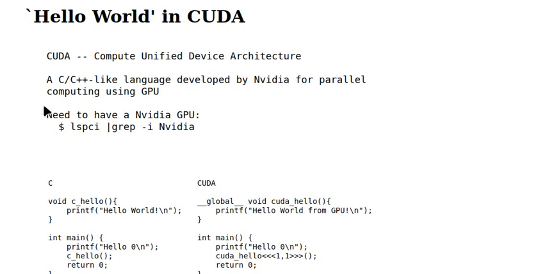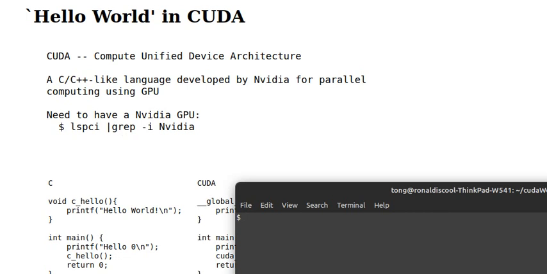To write CUDA programs, your system needs to have an NVIDIA GPU. You can check if you have one using this command, lspci. Let's check our system. lspci pipe grep -i, which means to ignore the case, NVIDIA. So our system has an NVIDIA graphics card, so we can write CUDA programs.